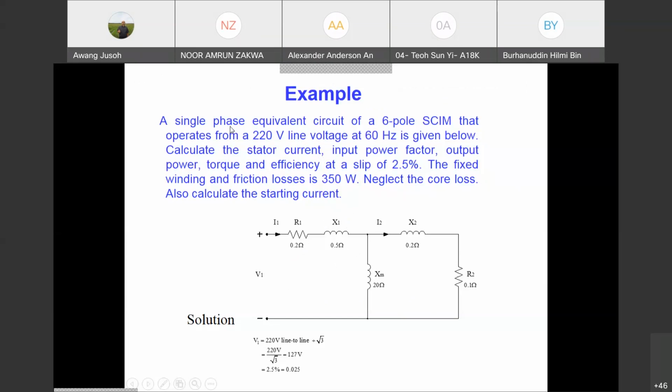A single phase, I think it shouldn't be single phase. It should be per phase. Single phase and per phase are different things, right? Because a motor can be a single phase motor, it can be a 3-phase motor.